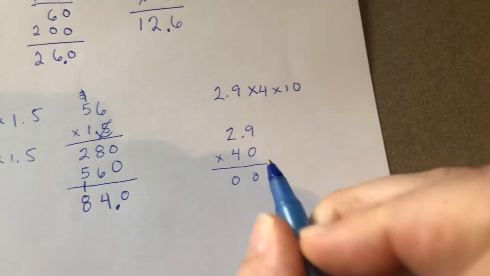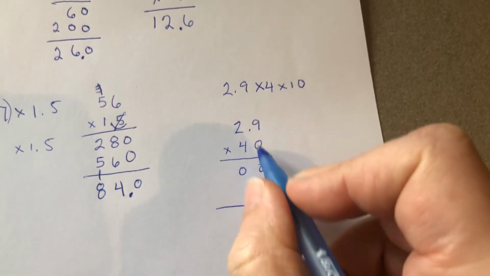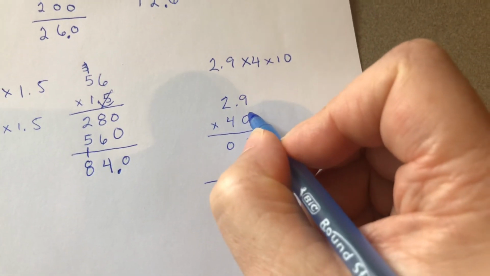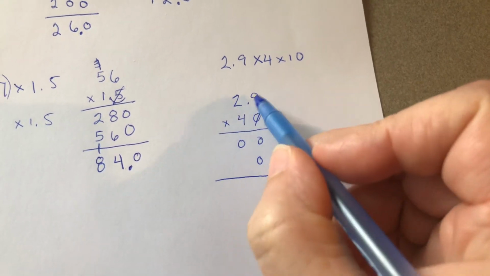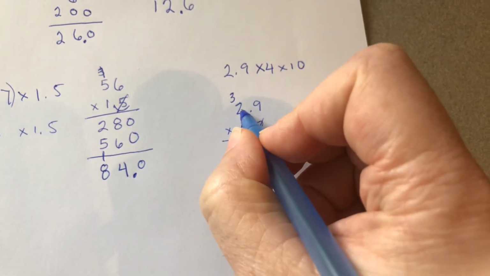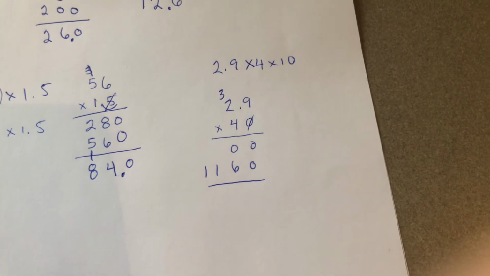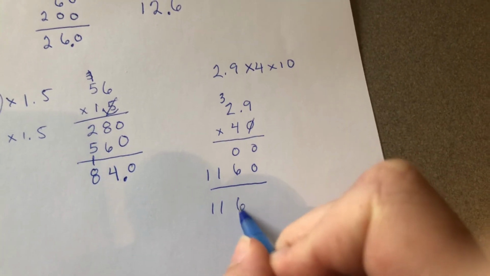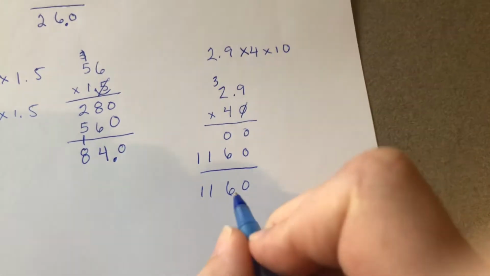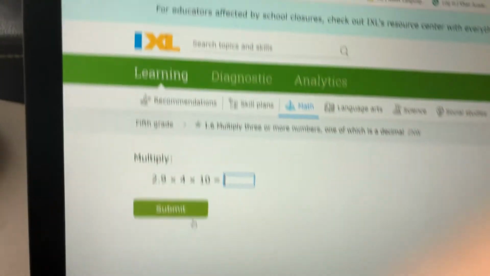0 and 0. Then I have 0 in the ones place. Or 0 times 9 is 0. 0 times 2 is 0, right? Then we're moving on to the tens place. So 4 times 9 is 36. 4 times 2 is 8, plus 3 is 11. Now I add. And how many numbers are to the right of the decimal? Just 1. So we get 116.